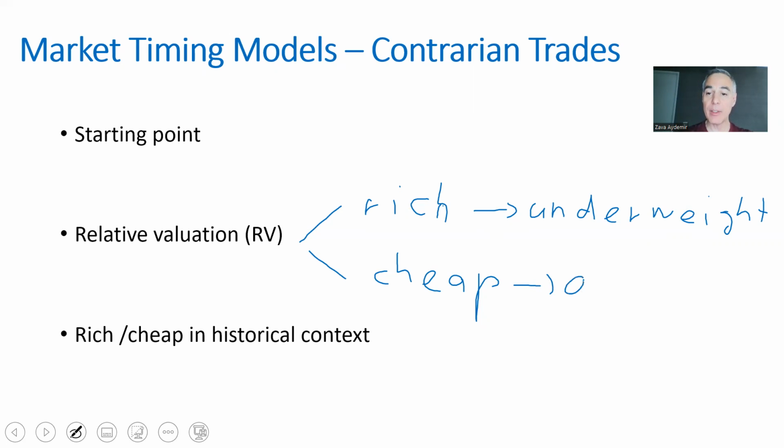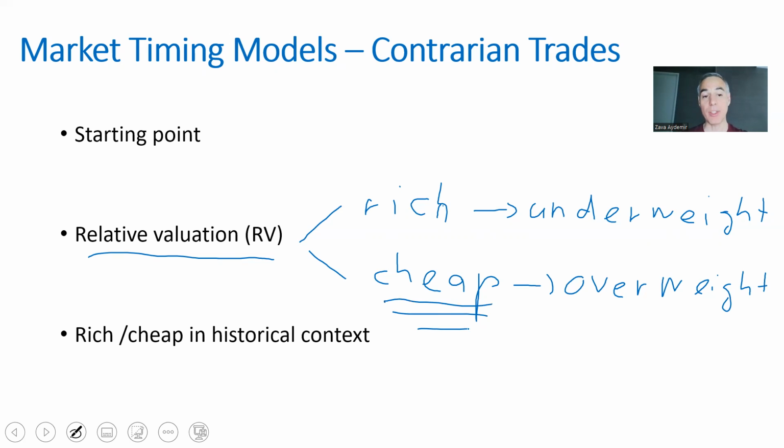And vice versa for any assets that are indicated by this RV metric, and we'll come shortly to what that could be. When that RV metric shows that this asset is cheap, then you would actually go overweight. That could be just including it in your portfolio to actually go overweight using some leverage. And let's say if you have $100,000 in your portfolio, you will be going long or overweight like $150,000 of all these assets that are indicated as cheap. So you would be actually even using some leverage.